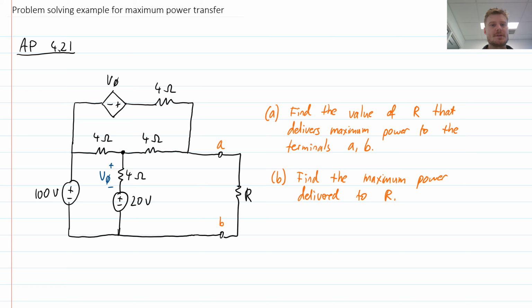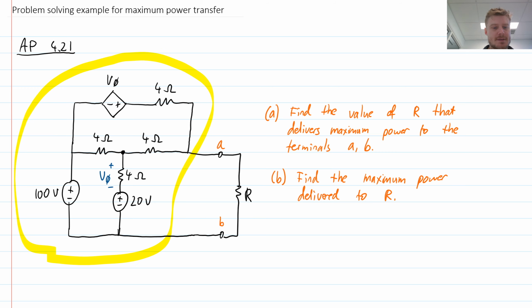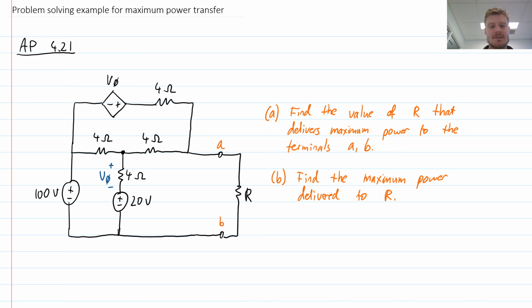So here's an example question about solving a maximum power transfer problem. We have here the circuit for a source, and you can see there's a fair bit going on inside of that, but that's going to be the source of energy. What we're trying to do is maximize the amount of power that we deliver to our load, which is our resistance R, through our terminals A and B here.